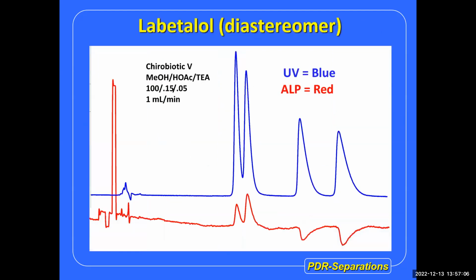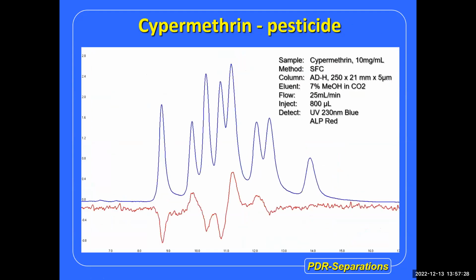Here's an example of a diastereomer. You notice on the bottom down here that you can tell that 1 and 3 go together and 2 and 4 go together. In my personal experience, I've never seen a circumstance where the amplitude or the specific rotation is identical. So you can always sort them out if you've got a polarimeter on board.